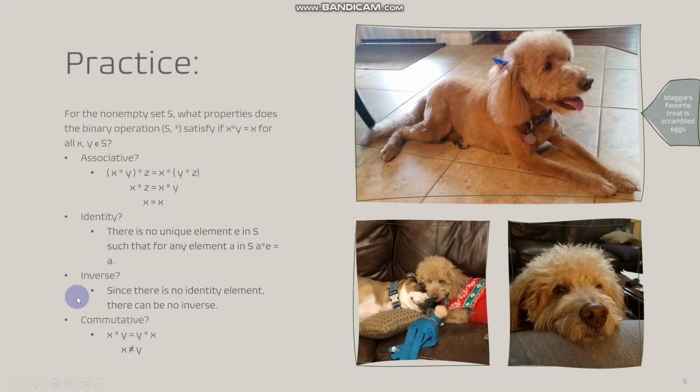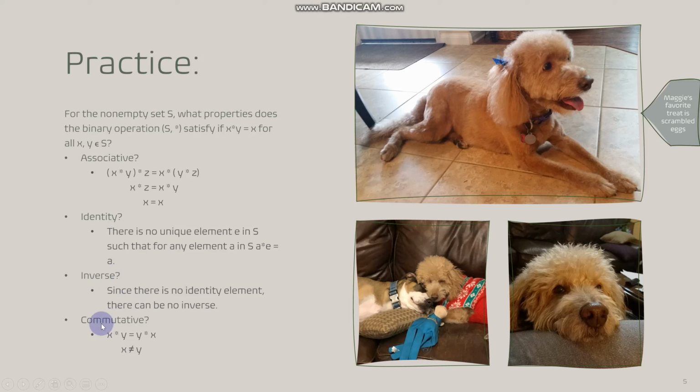The next idea we're going to look at is an inverse element for every element in S. So we know that since there is no identity element, there is no element, let's say X inverse, such that X star X inverse equals E. So there's no identity element that we can set that equal to. So we've just proved that there's no inverse here for this binary operation.